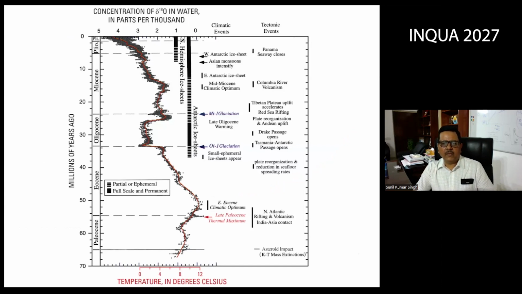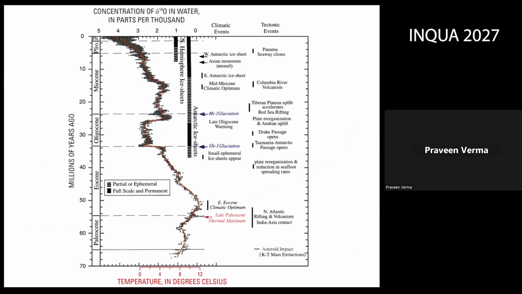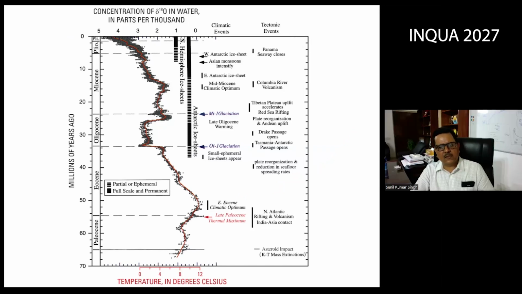Everybody is aware that the temperature of the globe is changing with time, on different time scales, continuously, whether you talk about a million year time scale or a kilo year time scale. This temperature is mostly controlled by solar insolation. But in addition to solar insolation, atmospheric components are also very important in driving the temperature, and one of them is carbon dioxide.